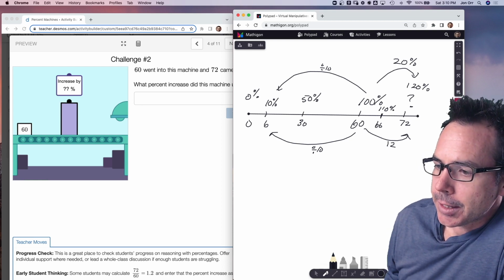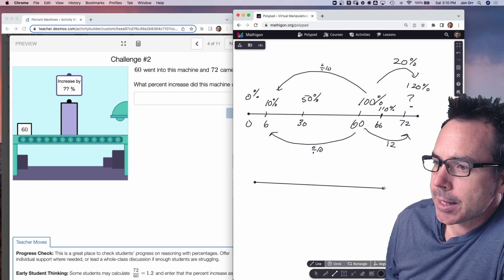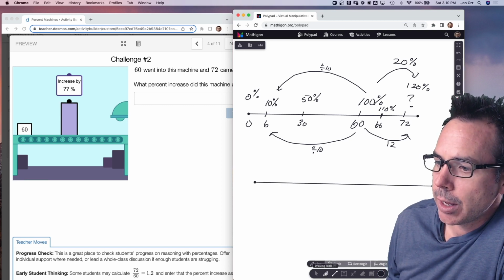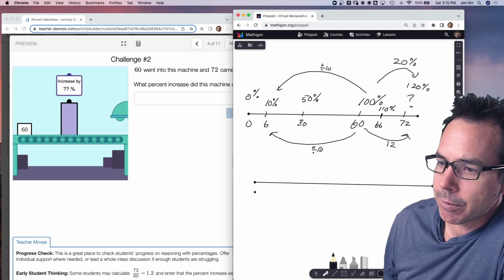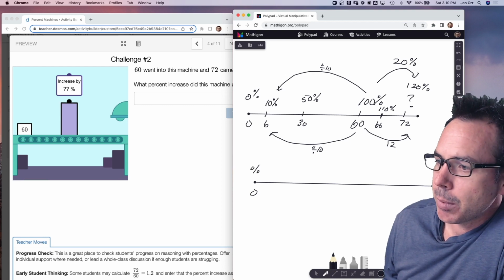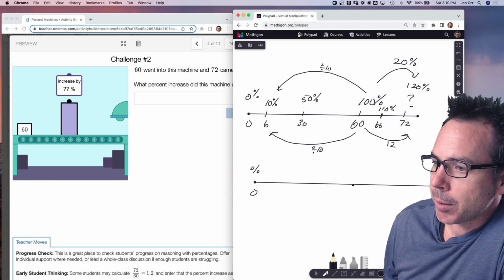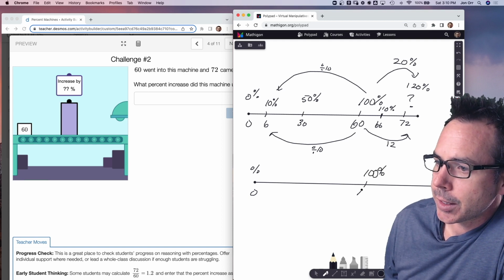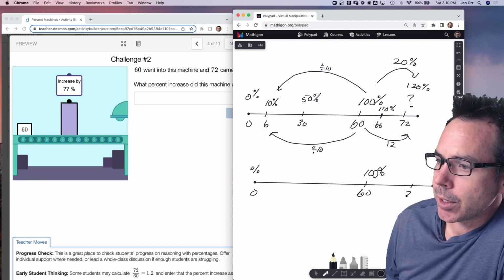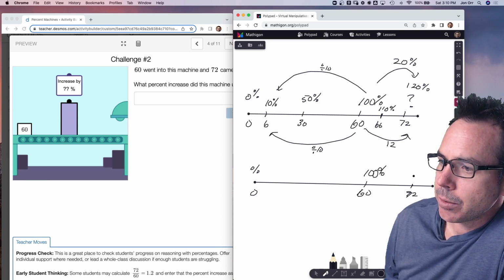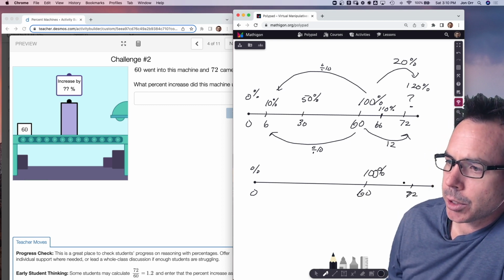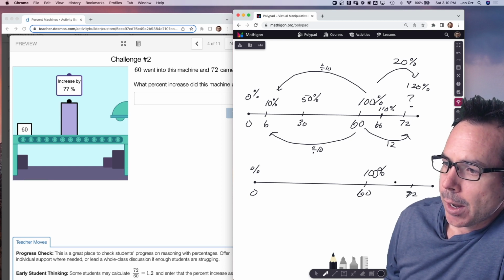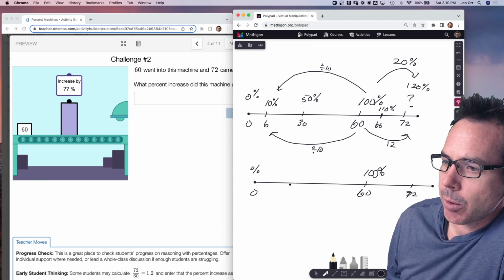Now, the nice thing here, remember the flexibility, is that I've had another student show a different strategy, a different solution using our number line. So I have 0%, and let's put 100% back here, and that's 60. And we're trying to figure out 72 again. Another student used a similar strategy to say, look, I don't know what percent this is up here, but instead of going to 10%, they went down to 1%.